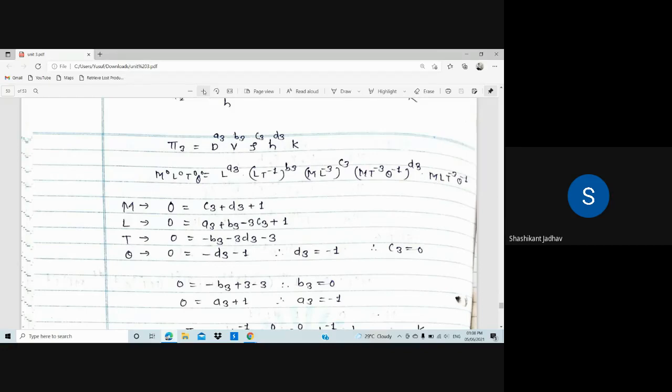Okay. So first of all we have to write down the equation in the form of dimensions. What is the dimension of pi 3? That is M raised to 0, L raised to 0, T raised to 0, theta raised to 0 is equal to, then write down the dimension of each term on the right hand side. Take the powers of a3, b3, c3, and d3, and equate the powers on both sides, and by using that calculate the values of a3, b3, c3, and d3. Within 2-3 minutes we have to do this calculation.